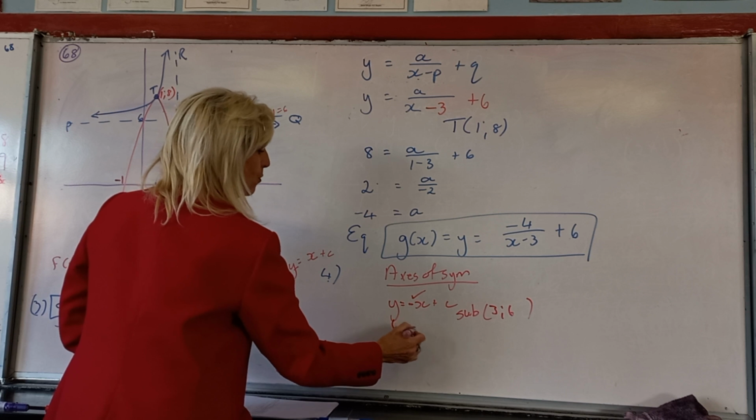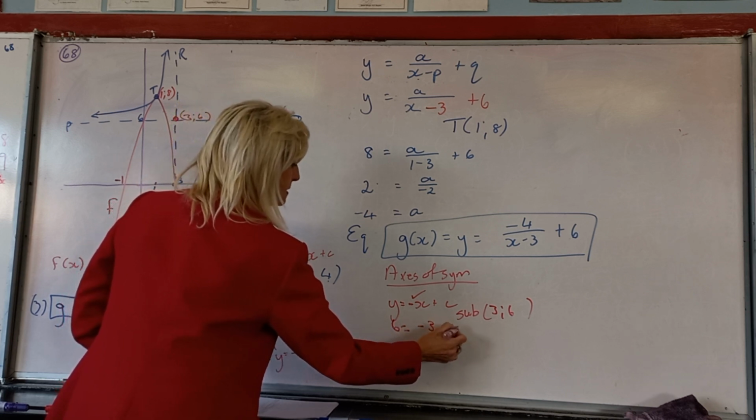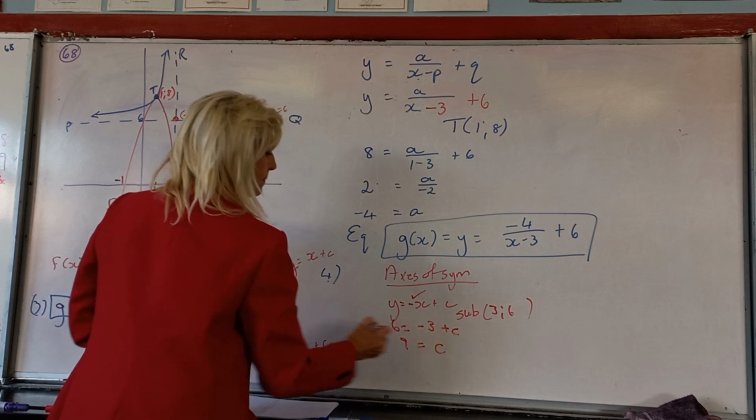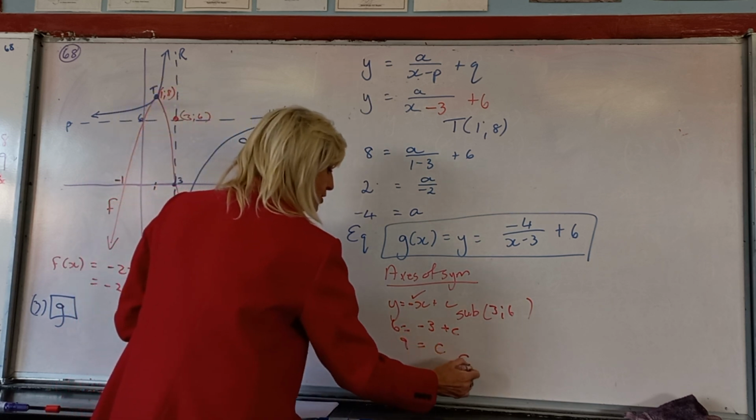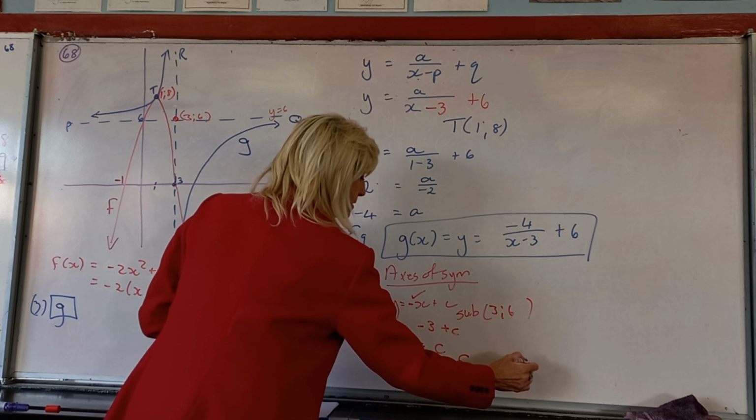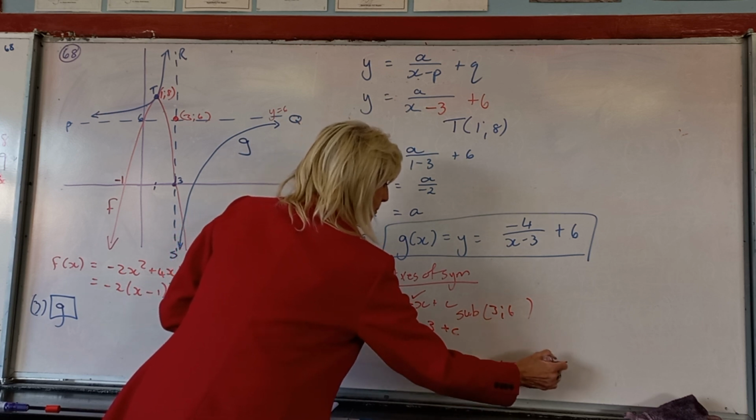6 in the place of y, 3 in the place of x, which means c is equal to 9. Am I finished? Please write the equation down, which is y equals negative x plus 9.